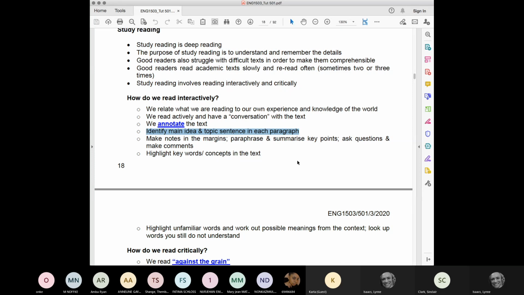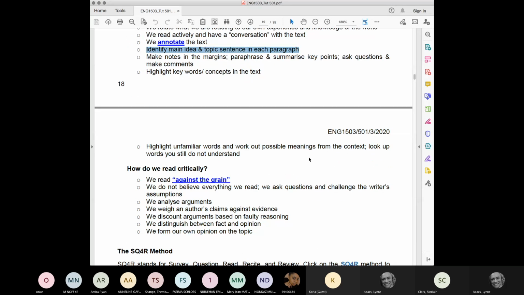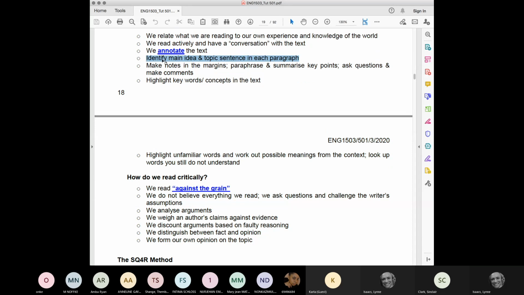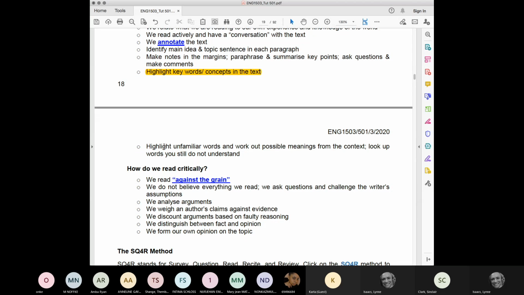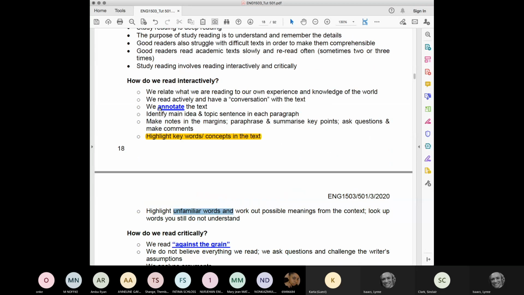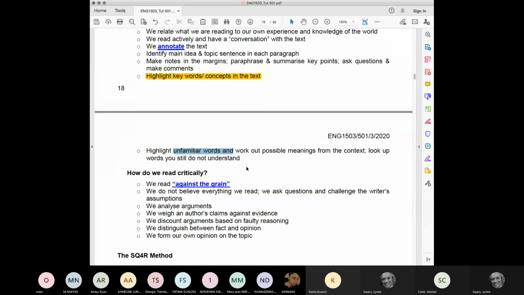Because often, in reading critically, we need to bring to the text what we think. All right? So one of the ways in which we begin being interactive, involved and engaged with that text, is to find the main idea and the topic sentence in the paragraph. Of course, make notes in the margins, and then you're going to have to paraphrase and summarize the information that you've identified in that third bullet point there. Ask questions, make comments, highlight keywords. All right, so I'll show you here how to highlight something. Highlight those keywords and concepts in the text. Highlight unfamiliar words. So if you don't know what annotate means, highlight it and go and look it up.